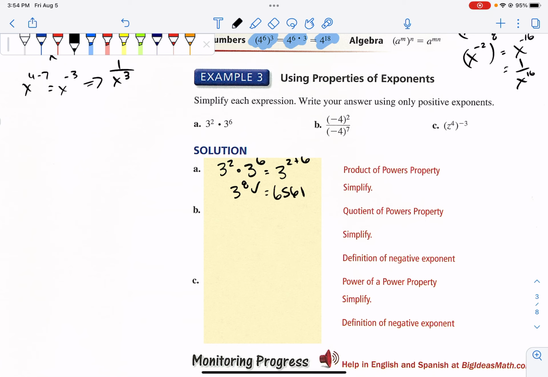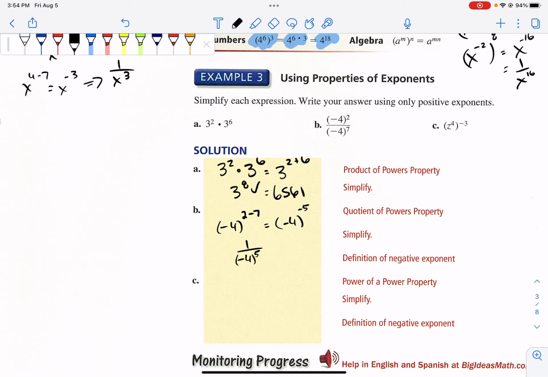6,561. Okay, part B, negative 4 squared divided by negative 4 to the 7th. Well, I told you to take the top exponent minus the bottom exponent, which equals negative 4 to the negative 5th power. We don't like negative 5th powers, so we're going to move that to the bottom and it becomes negative 4 raised to the 5th power.